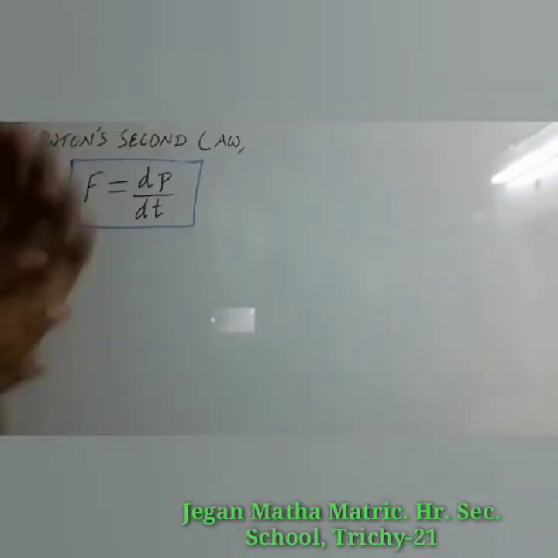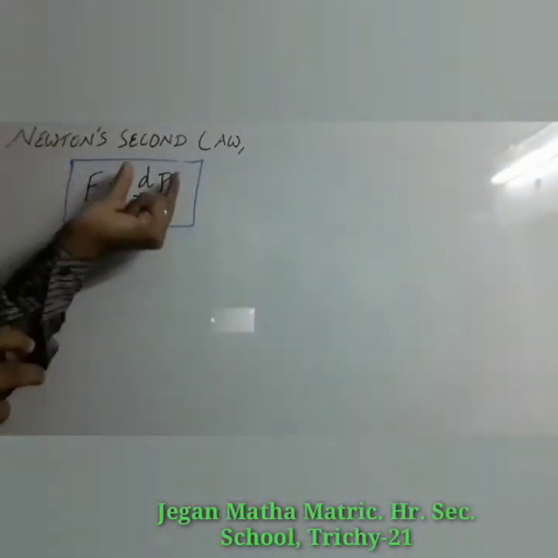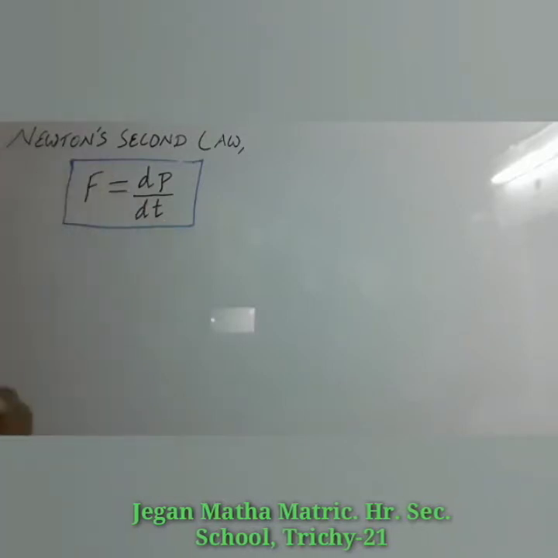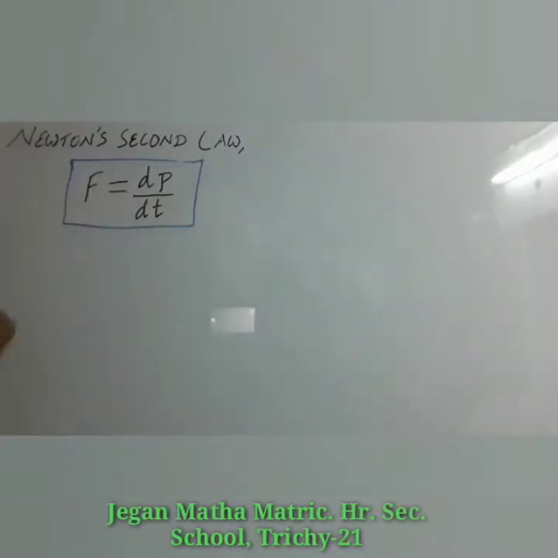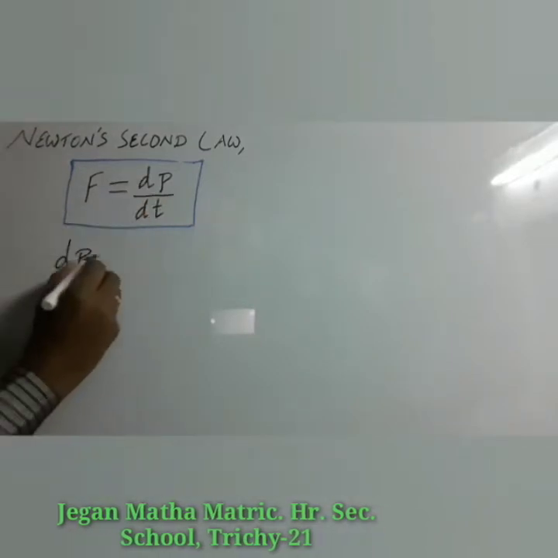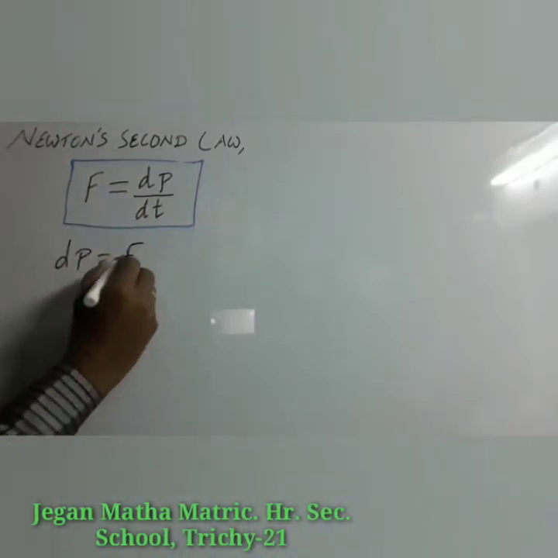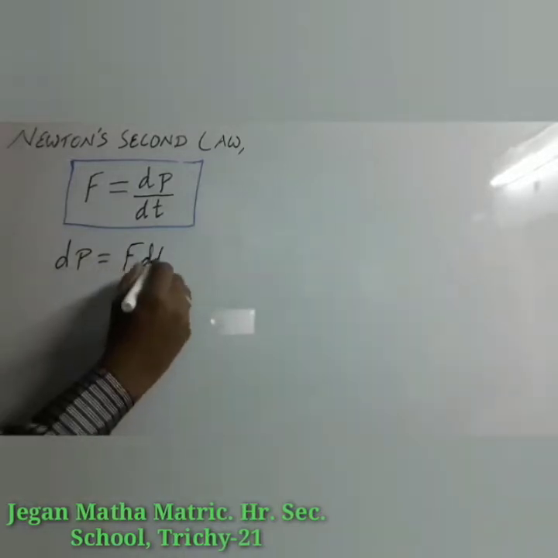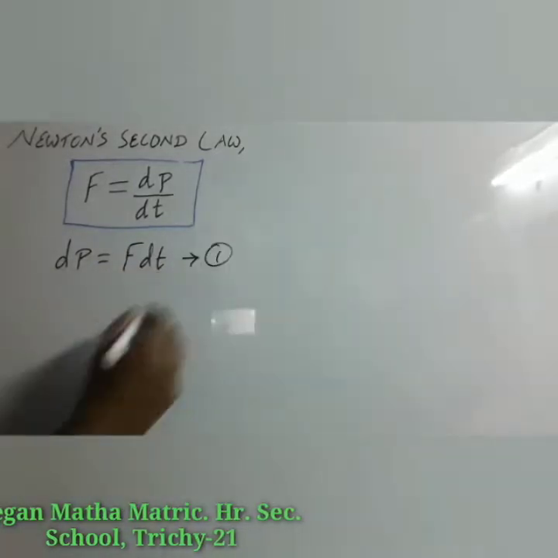As per Newton's second law, force is defined as the rate of change of momentum with respect to time. Here you can rearrange it like this. What is the value of dp? dp is equal to F into dt. Let us take this as equation 1.